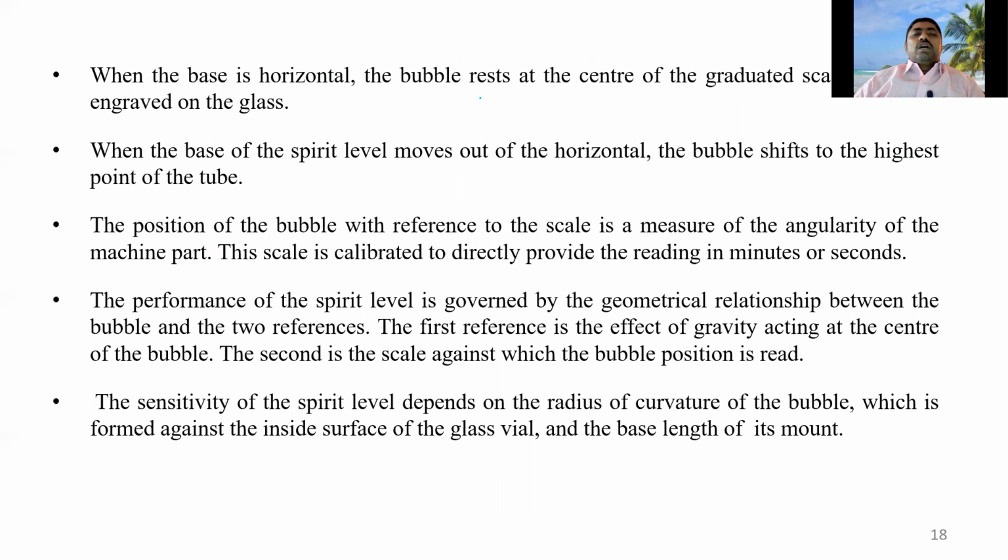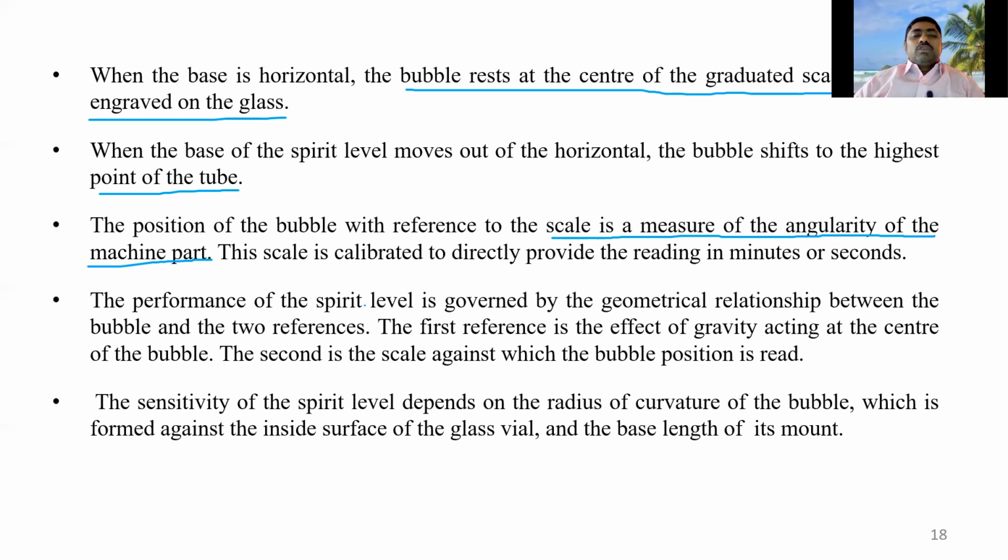When the base is horizontal, the bubble rests at the center of the graduated scale, which is engraved on the glass. When the base of the spirit level moves out of the horizontal, the bubble shifts to the highest point of the tube. The position of the bubble with reference to the scale gives the measure of the angularity of the machine part. Here the scale is calibrated to directly provide the reading in minutes and seconds.